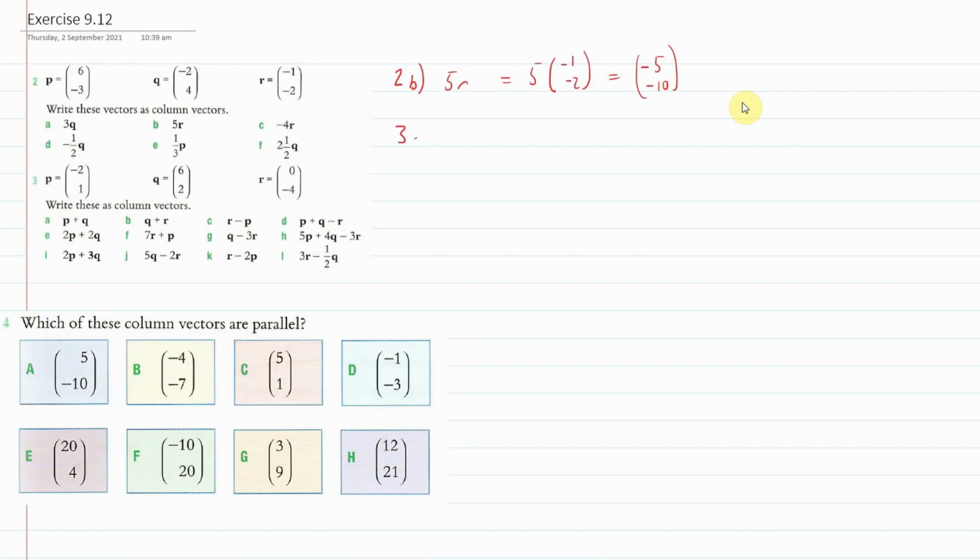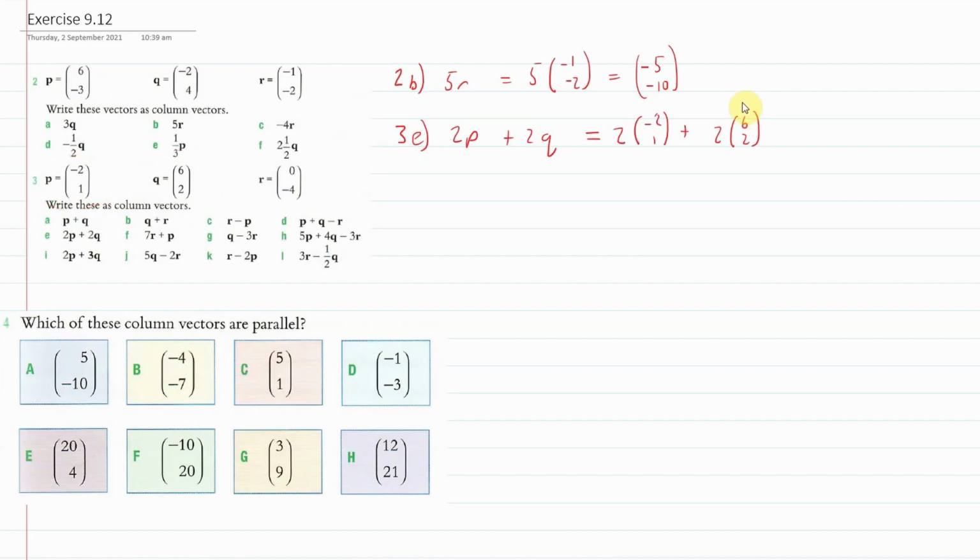Okay, now let's move on to something like number 3. And I reckon we'll do 3e. I don't know if that's one of the ones that you have to do or not, but we're doing 2p plus 2q, where p is here and q is here. So let's do that. Now, 2 times p, so 2 times minus 2, 1, plus q, and we need 2 of them, 2 times 6, 2.